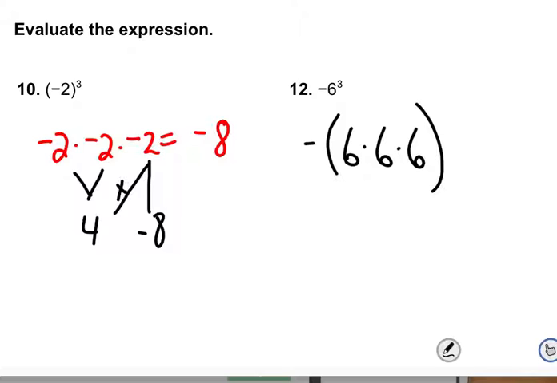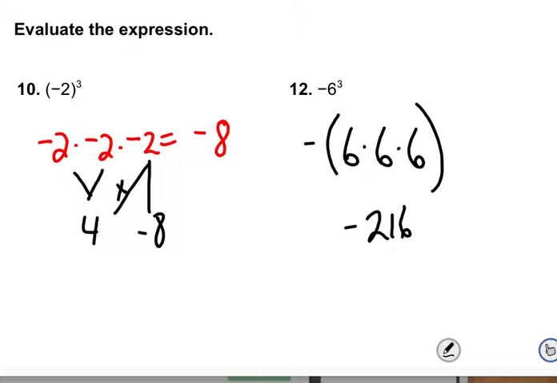What do I get when I multiply those all together? 6 times 6 is 36. Times 6 more is 216. But then I got to keep the negative symbol, don't I? Yep. Good. Who's confused? Okay. 6 times 6 is 36, and 36 times 6 is 216. But then I got to apply the negative symbol.